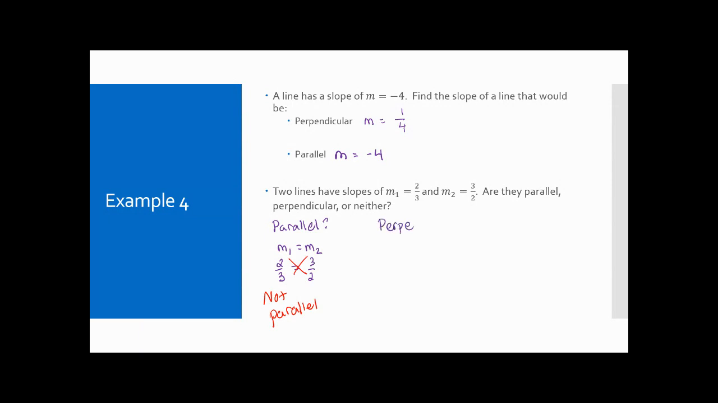Next, we will check perpendicular. The way that I check perpendicular when I'm given two slopes is I do the multiplication test. So I see, do they multiply to -1?